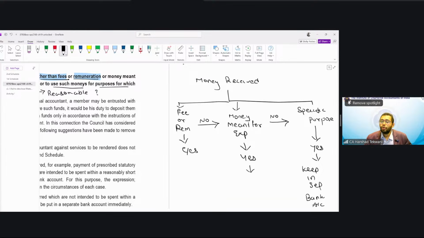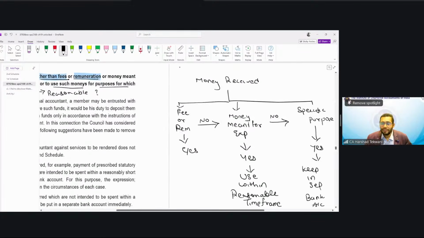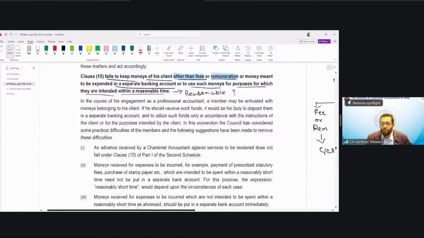And if it is money meant for expenditure, you need to use that money. If yes, use it within a reasonable time frame. Use that money within the reasonable time frame. Now the question comes: what is the reasonable time frame that we are understanding over here?